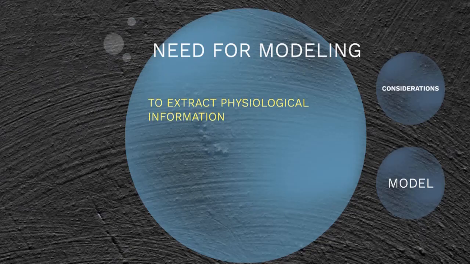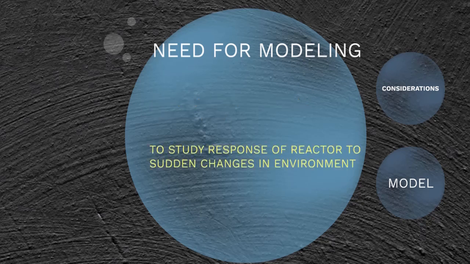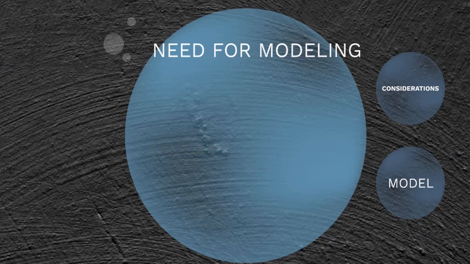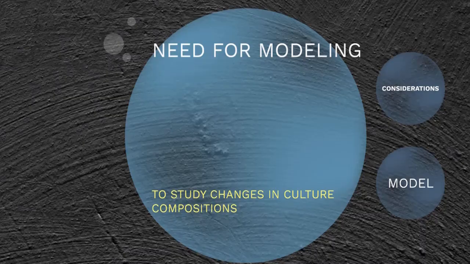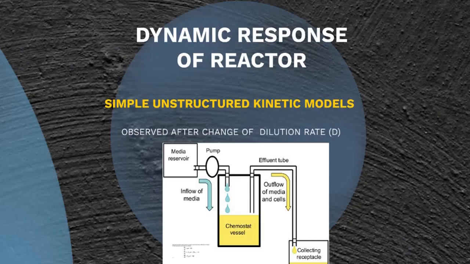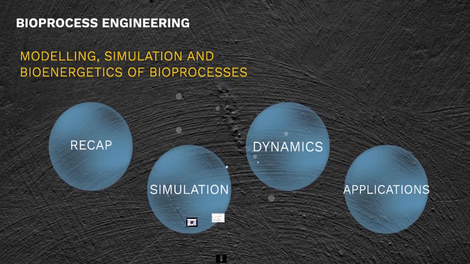Hence, dynamic modeling is carried out to extract physiological information from any given system, to study response of reactor to sudden changes in environment and to study changes in culture composition in due course of time. A simple unstructured kinetic model has been developed to study the dynamic response. The impact of growth period was estimated.